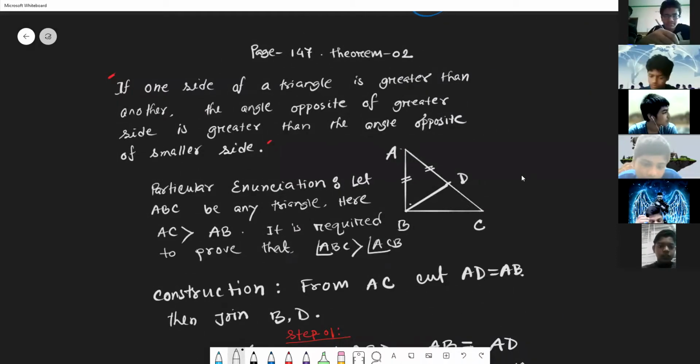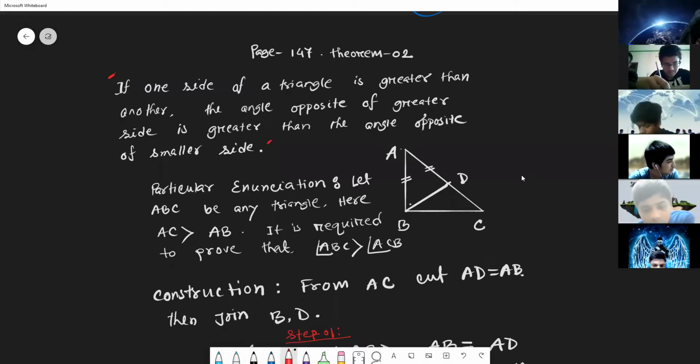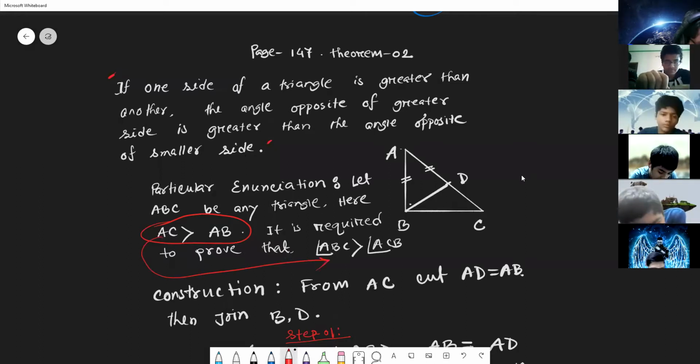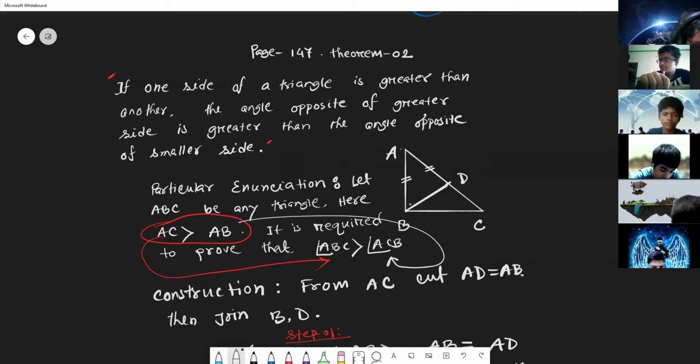The first step, we have to understand the theorem. Actually, what information is given here and what is our requirement. This information is given here, comparing the two sides, AC is greater than AB. That means we have to prove opposite of AC, the angle ABC, and opposite of AB, this angle ACB. So when the side is greater, its opposite angle will be greater. When the side is smaller, its opposite angle will be smaller.